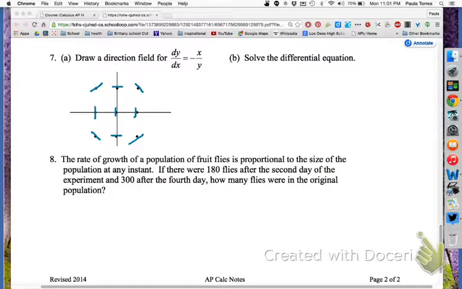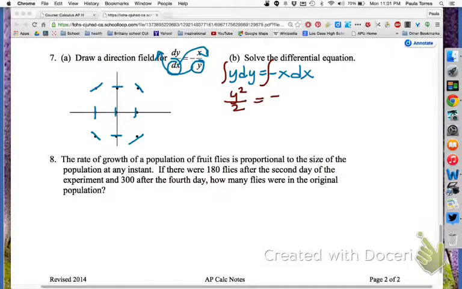And so now when I'm ready to solve the differential, of course I'm going to need to move y over, and I'm going to need to move dx over. So I'm going to have y dy and negative x dx. And now when I integrate, I'll have y squared over 2 and negative x squared over 2. We'll put the plus c over here on the x side.